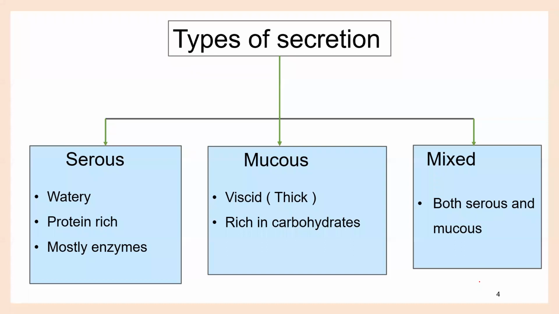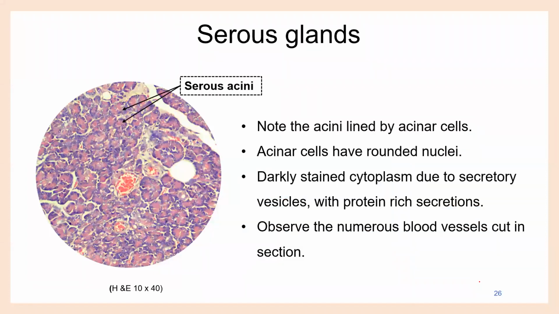I told you about serous, mucous and mixed glands. Serous glands, as you've seen, this is a slide that we have of the pancreas, 10 to the power 40. The pancreas has both endocrine and exocrine functions, but here you see the exocrine part. These are the acini of the pancreas with the tiny lumen in the middle.